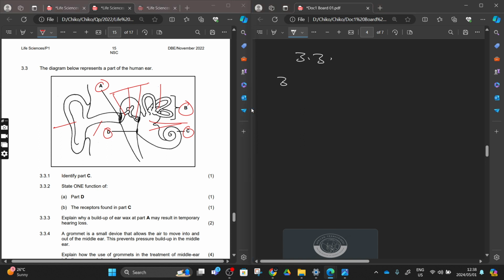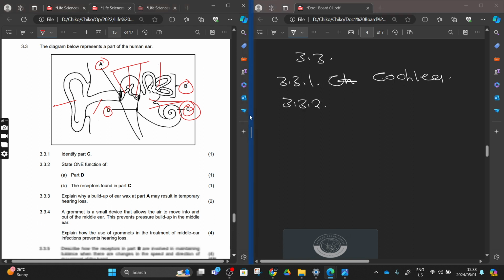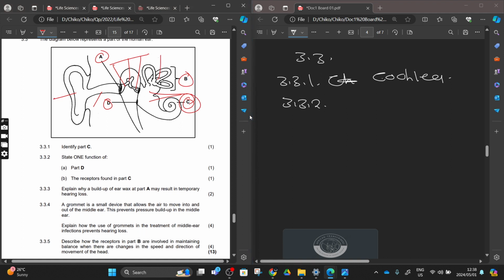So let's see 3.3.1. Identify part C. Part C there is the cochlea. Then 3.3.2, state the function of part A. We want the function of D. Where is D? I can erase this, so that it will be much clearer. They are not going to ask those with part B.